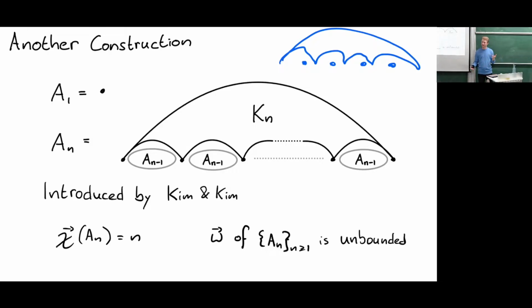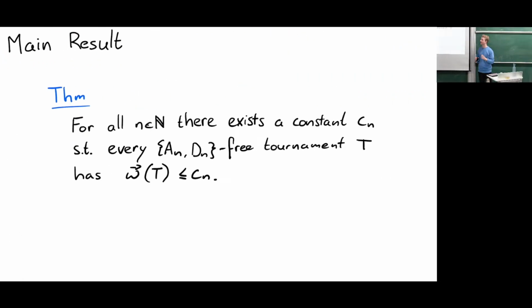Is that it? Is there more? It's not obvious why these two should be the answer, but what we showed is that these are, in a way, the answer. Namely, for all n, there exists some constant C_n such that if you forbid both A_n and D_n, your tournament has bounded diclique number. Now, the bound that we compute on this C_n is not amazing. We didn't try to optimize that constant very much, but we get a bound nonetheless.